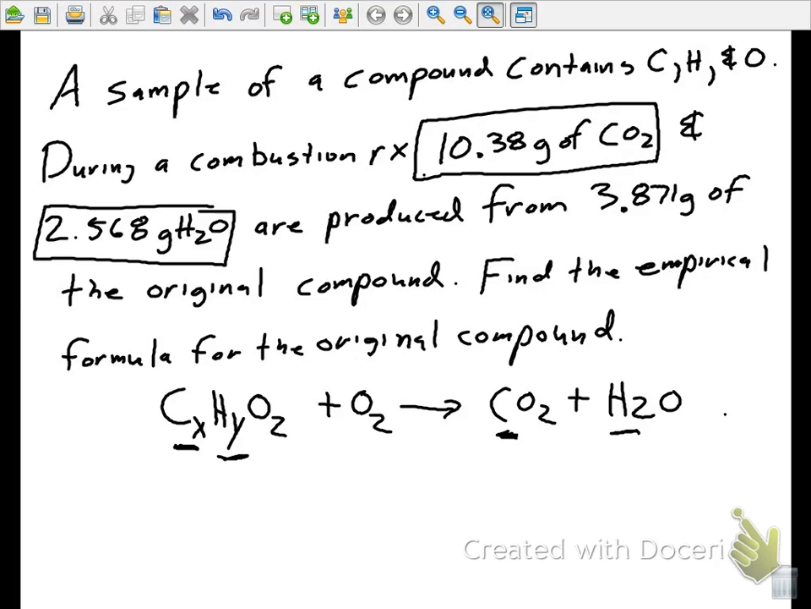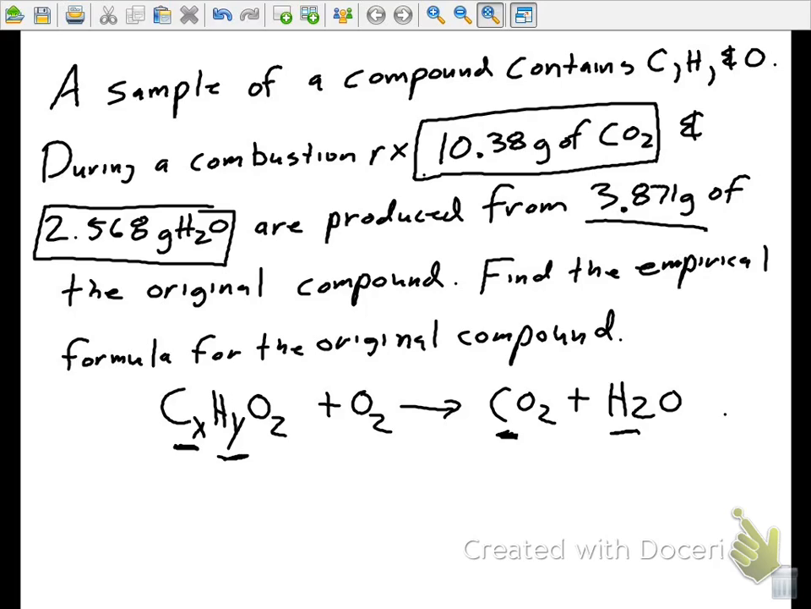And if I find those two, can I find this third one? Yeah. I can, because I know the mass of the original. This is the mass of the original. So if I find the mass of carbon, I find the mass of hydrogen, then I can take those two weights, add them together, and subtract it from 3.871, and then I'd have the grams of oxygen. Then if I have grams of carbon, hydrogen, oxygen, then I can go do my thing with my empirical formula.